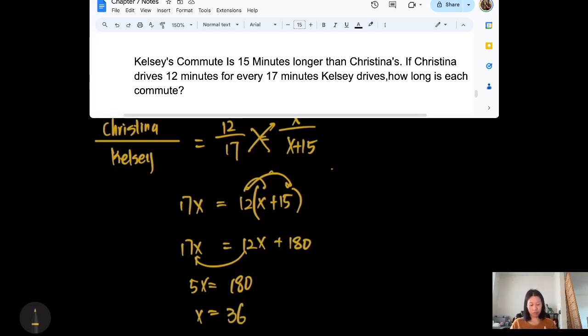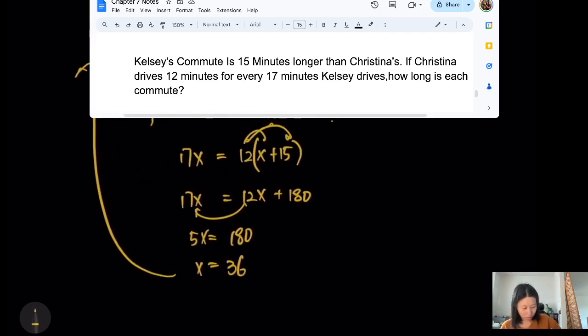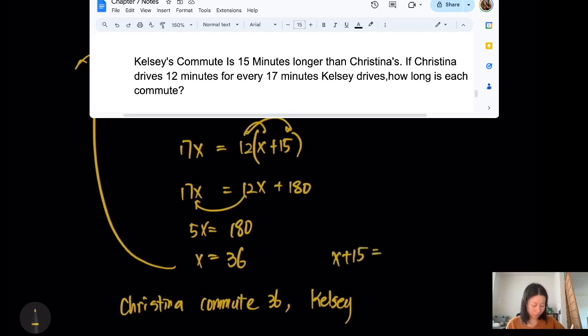So that means this is Christina's commute time. We still need to calculate Kelsey's commute time. Christina's commute is 36 minutes every day, and Kelsey is 15 minutes longer, so it's going to be 36 plus 15, which is 51. So Kelsey commutes 51 minutes.